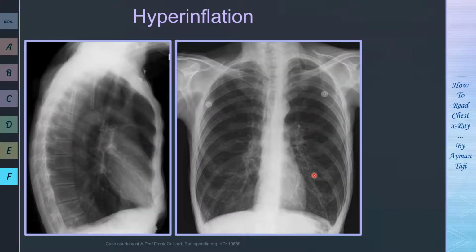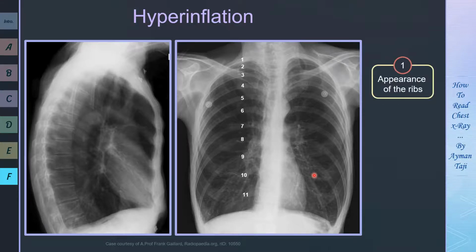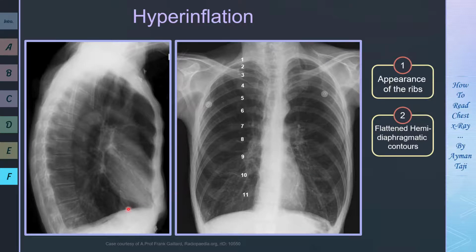Now, on the opposite side, here's a case in which we can count more than 10 posterior ribs on a PA film, so-called hyperinflation. For hyperinflation, there are many observable features on the chest X-ray besides the number of countable posterior ribs, which include flattened hemidiaphragmatic contours, which is considered one of the most sensitive indicators of hyperinflation, and it's best seen on a lateral film as you can see here.